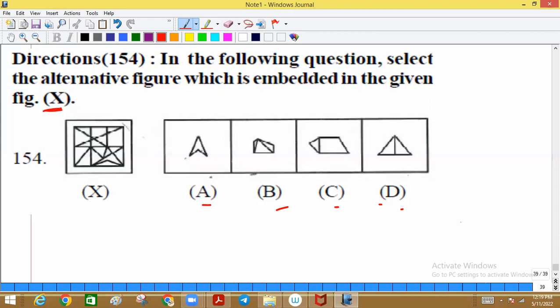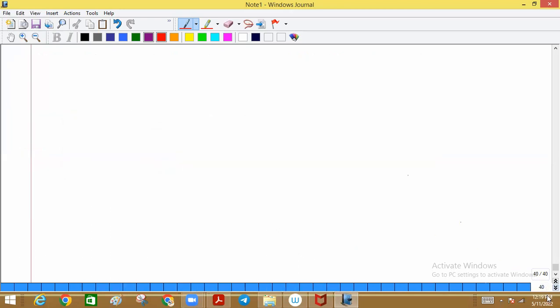Good answer. C. C is the answer. C is embedded. Okay, these are the embedded figures. Next type, write down. Next, you will get one question. Just a minute, I'll take it for that.